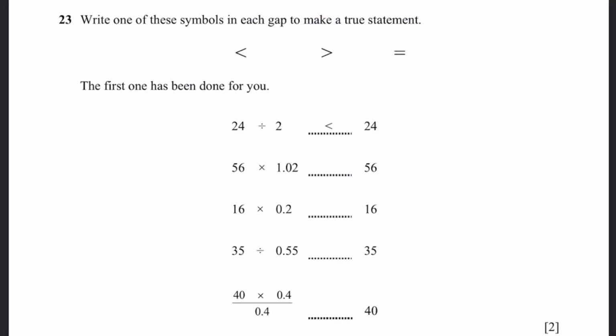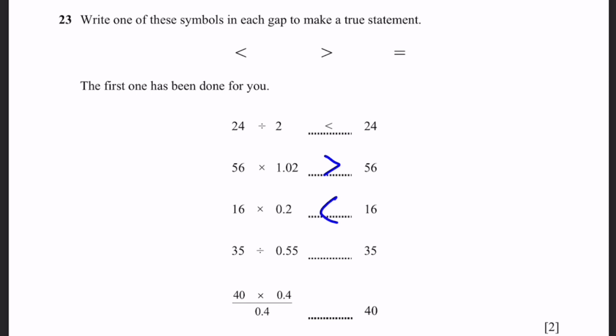Question 23. Write down one of these symbols in the gap to make a true statement. The first one has been done for you. 24 divided by 2 is always less than 24, because it's 12. 56 times 1.02 compared to 56: we're multiplying by a number greater than 1, therefore it's greater than. 16 times 0.2 compared to 16: multiplying by a number less than 1, so less than.